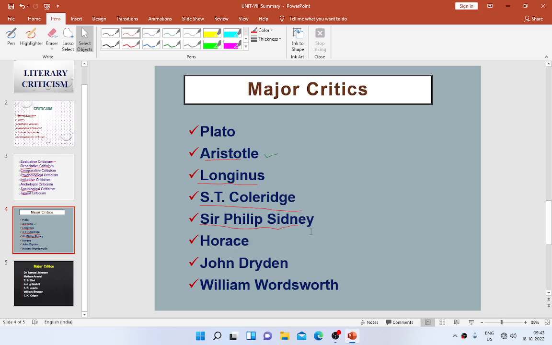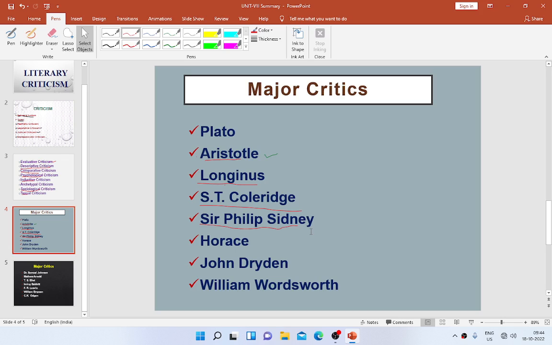Thus, poetry embodies universal value. Sydney writes, it is the highest and noblest. Sydney emphasizes that the poet is a divine figure who creates an ideal world.